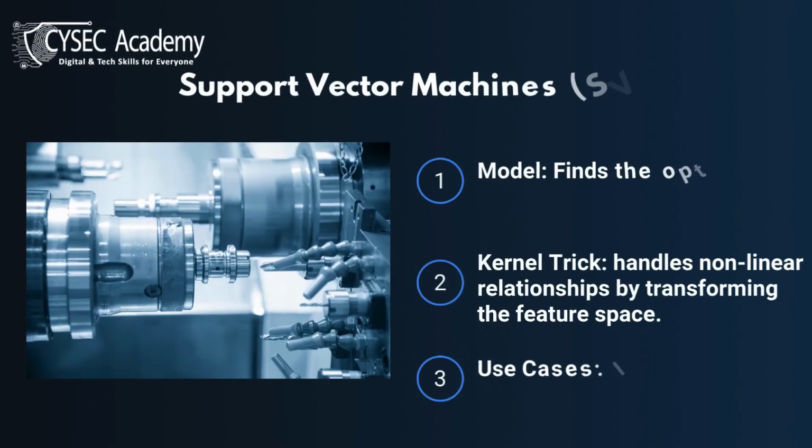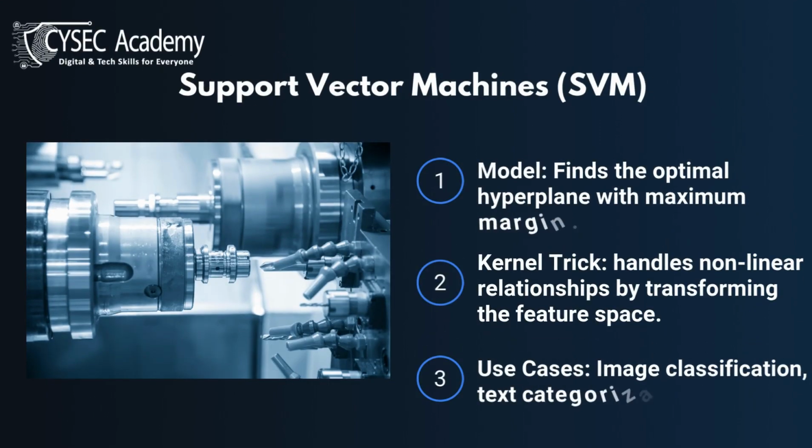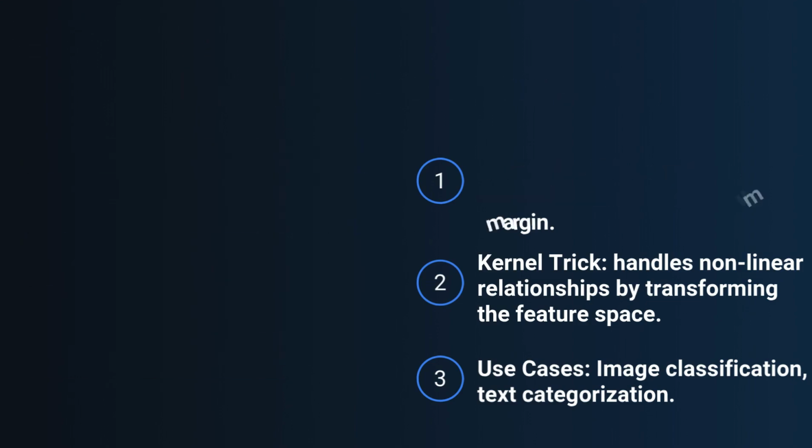4. Support vector machines, SVM. SVM finds the optimal hyperplane to separate classes, maximizing margin and minimizing errors. Key aspects include: 1. Model. Finds the optimal hyperplane with maximum margin. 2. Kernel trick. Handles nonlinear relationships by transforming the feature space. 3. Use cases. Image classification, text categorization.